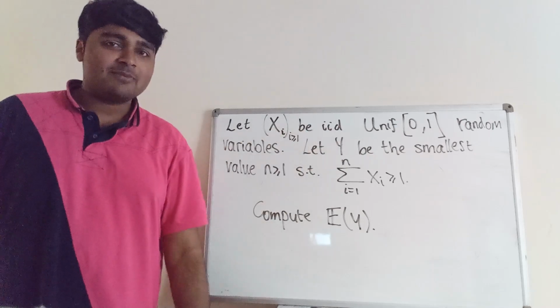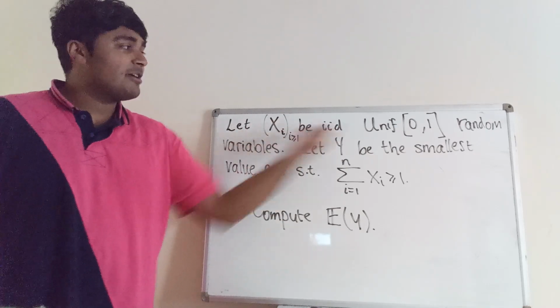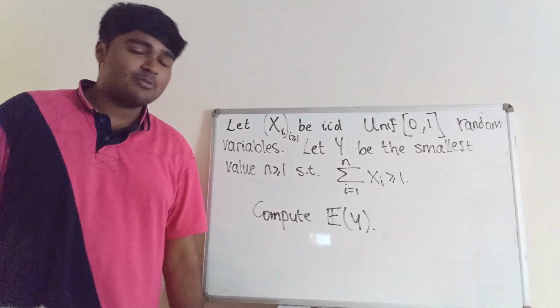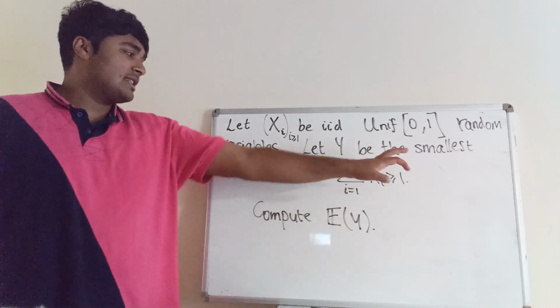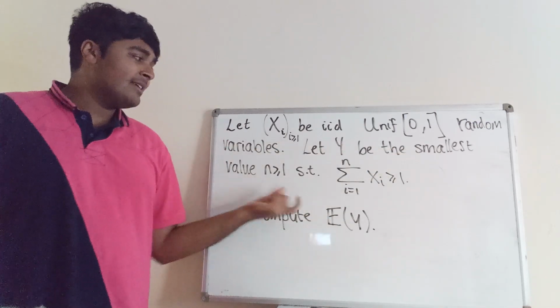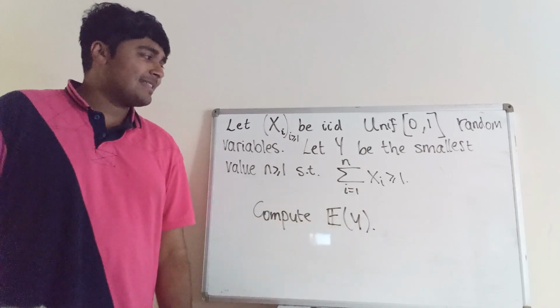IID just means that they're independent and identically distributed. So we have a bunch of random variables, all of which are uniformly distributed on 0, 1. And we're going to let Y be the random variable which is the smallest value n such that the sum from i equals 1 to n of Xi is bigger than or equal to 1.